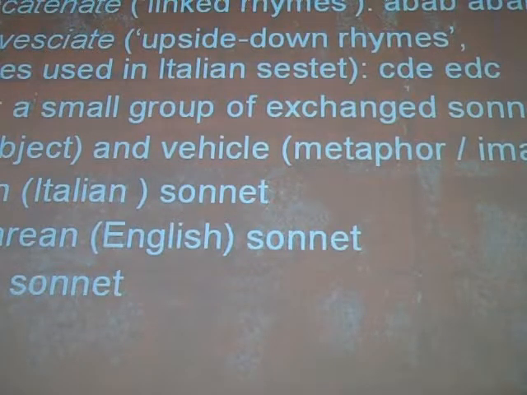So it's important to have that, because lots of sonnets either use one consistent tenor and vehicle throughout, or they will use a few. Like you have one tenor and vehicle for your first quatrain, one for your second quatrain, and so on and so forth.